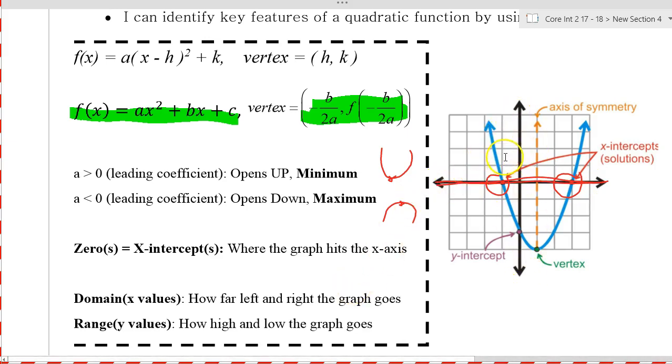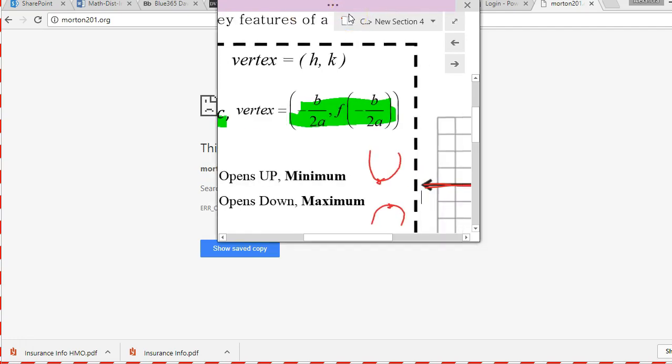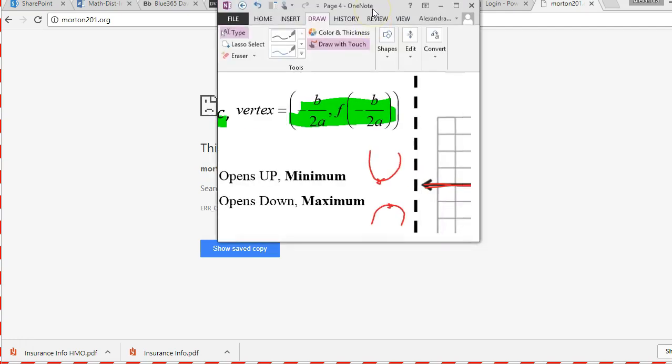We will sometimes talk about the y-intercepts. I don't know what the computer's doing today, guys. I apologize.